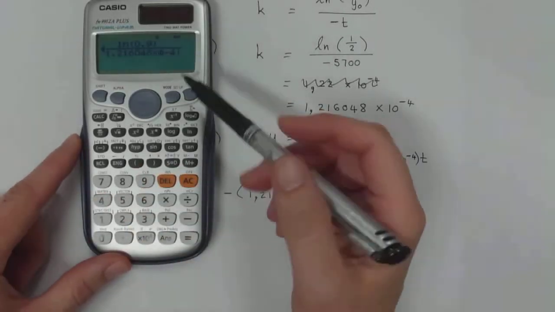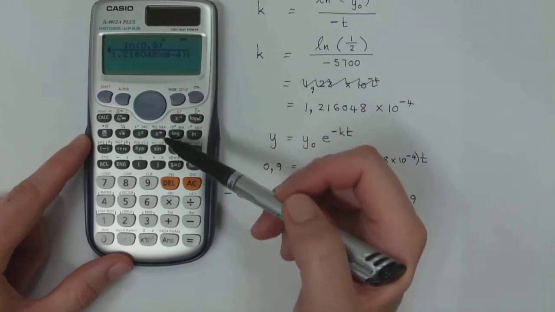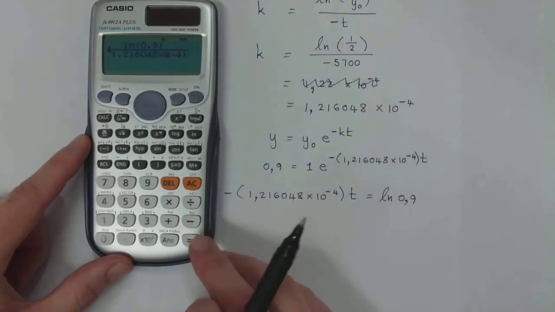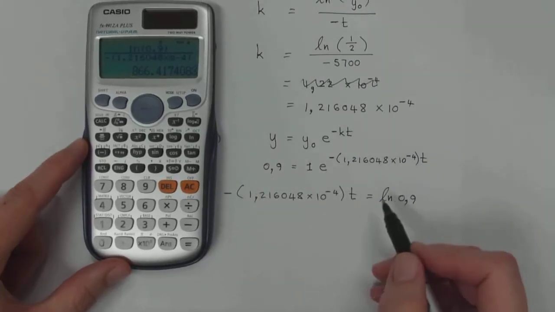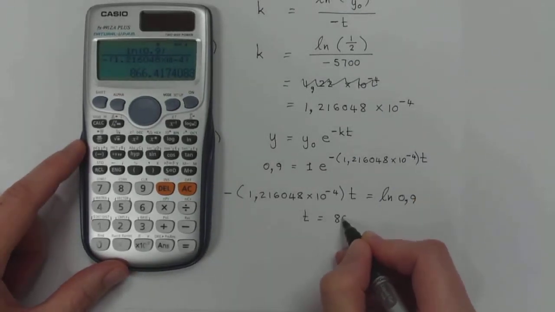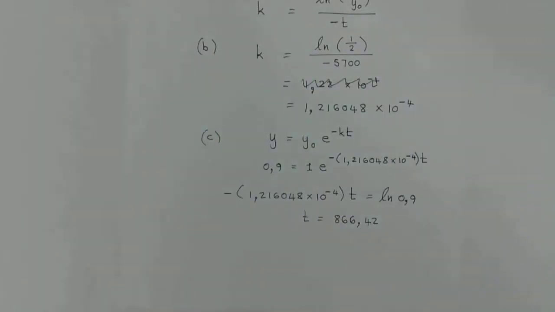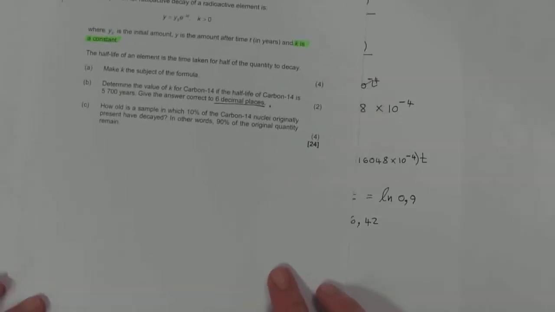You could have also just used your normal exponent button there and typed in times 10 and then use the negative 4. It really doesn't matter. I press equal, and it tells me that the time is equal to 866.42. And then learning from my previous lesson, I'm going to quickly read it again and see, have they given me any instructions on how to round it off?